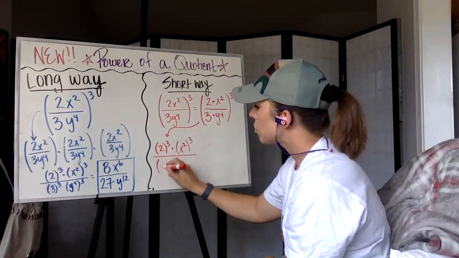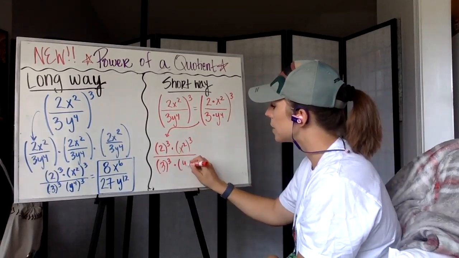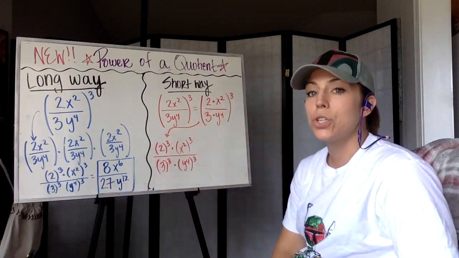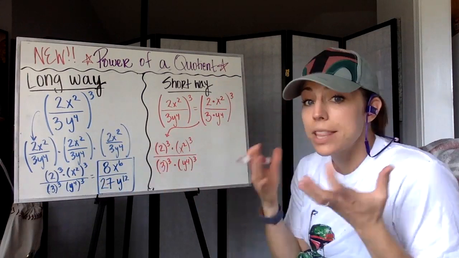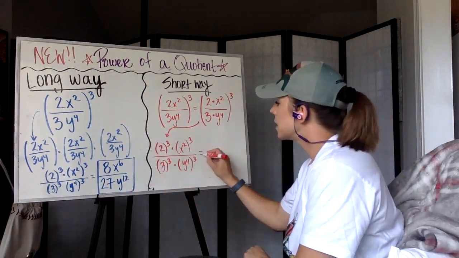In the denominator, 3 will be raised to the power of 3. That's what that means. And y to the 4th will be raised to the power of 3. Does this look familiar? Yeah. It's very similar to the power of a product. Everything gets the exponent because everything's going to be multiplied by itself 3 times. Let's go do the math.